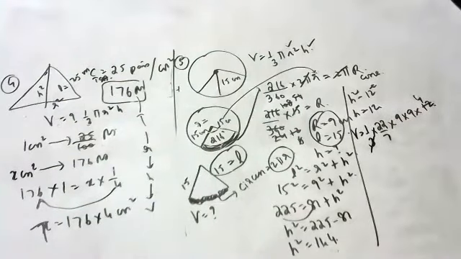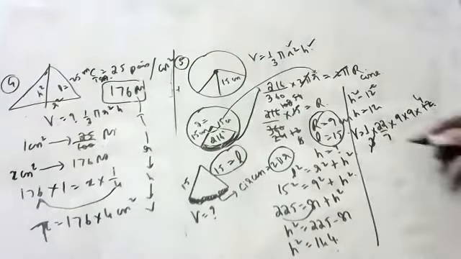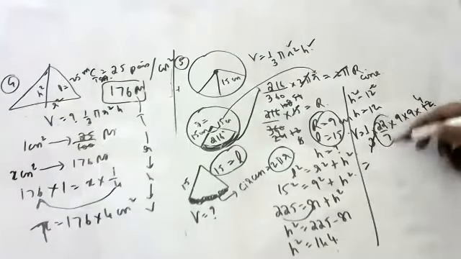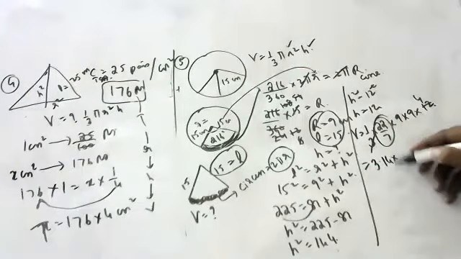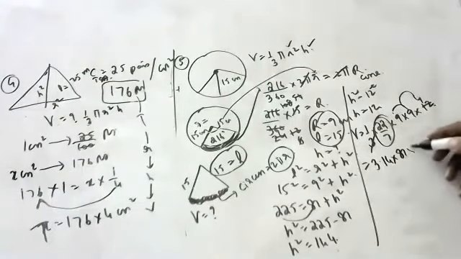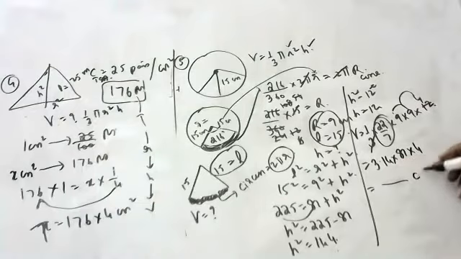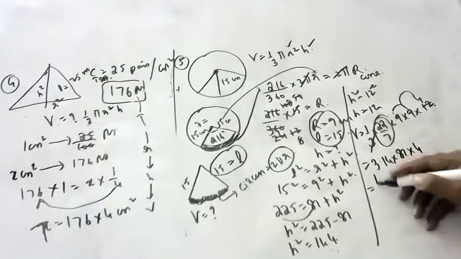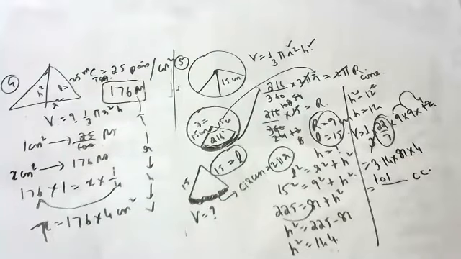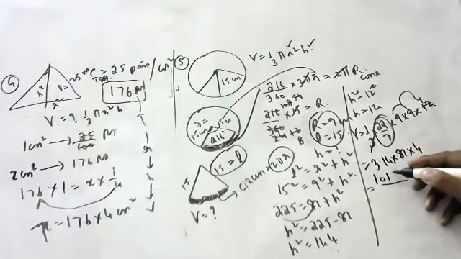So how much you got, children? Can anyone help me? This is 3.14 into 81 into 4. Dash cc is the volume of the cone. 1017.36. No, slowly you say: 1017.36.